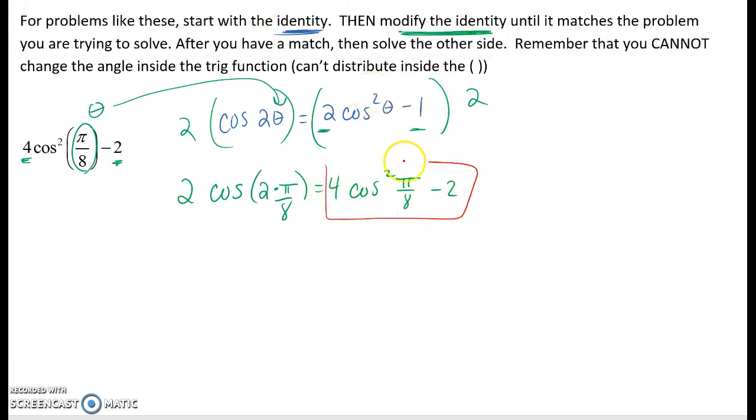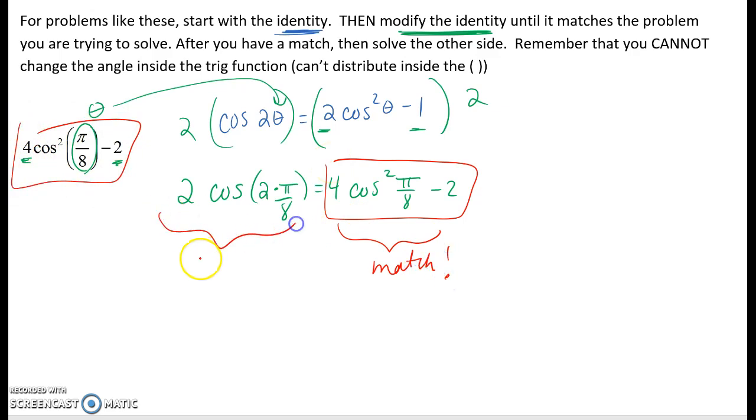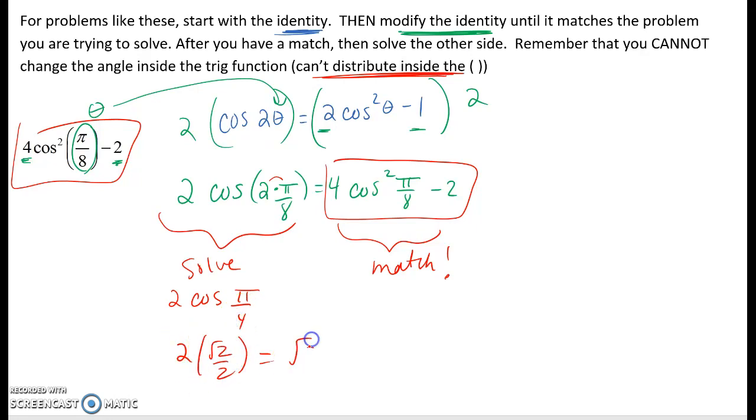And since this right side of the equation matches the problem that I'm trying to solve, then I can go ahead and solve the other side of the equation. I can't do anything to the right side of the equation because I don't know the cosine of pi eighths to go ahead and solve it, and I am not allowed to distribute inside the parentheses. That is a big no-no. So on the left, this I can simplify because I'm supposed to do 2 times theta. So right now I have 2 times the cosine of pi fourths, so 2 times root 2 over 2, giving me a final answer of root 2.